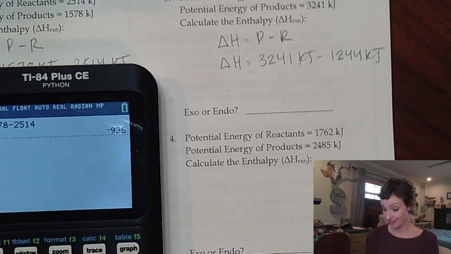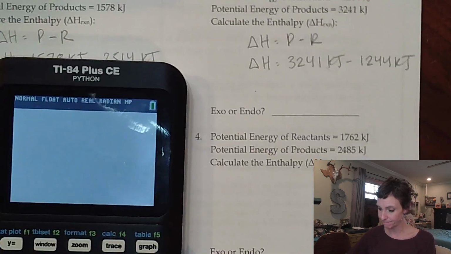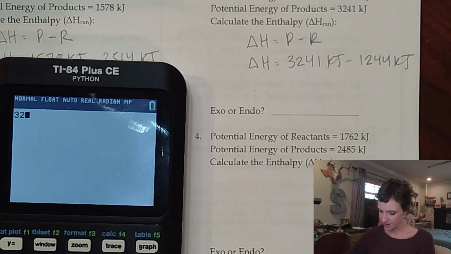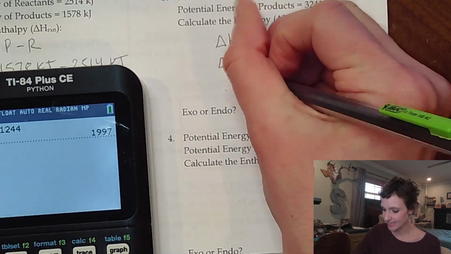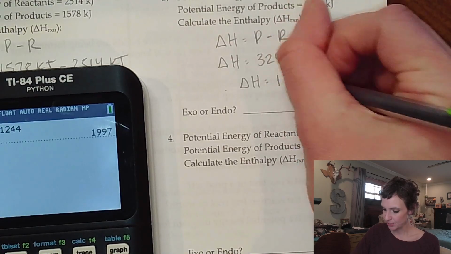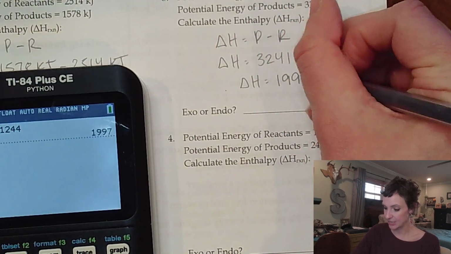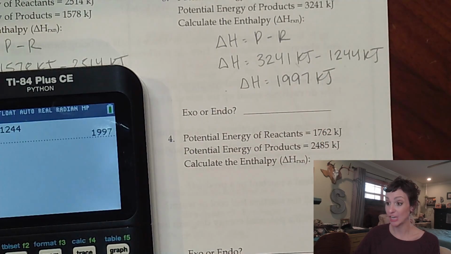I can math that up. Am I going to get a positive or a negative? Let's see. So we get 3,241 minus 1,244. Boom. That's a positive number. I'm like, oh my gosh, that is super exciting. So delta H is equal to a positive 1,997, and the units for that are kilojoules.